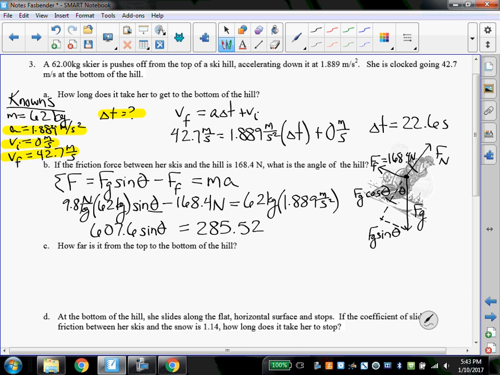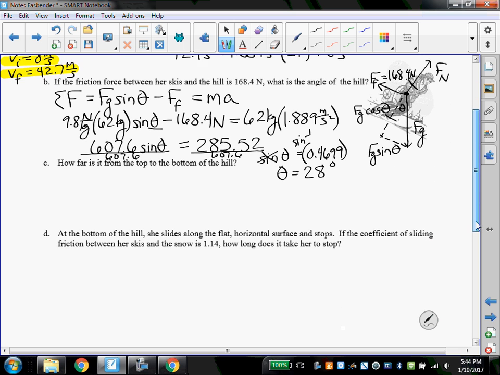Next, we need to divide both sides by 607.6, so that we're able to see that the sine of theta should be 0.4699. Now, if you remember, we need to do inverse sine in order to get rid of this, so we'll just do inverse sine on our 0.4699, and we end up getting that the theta should be 28 degrees. Cool.